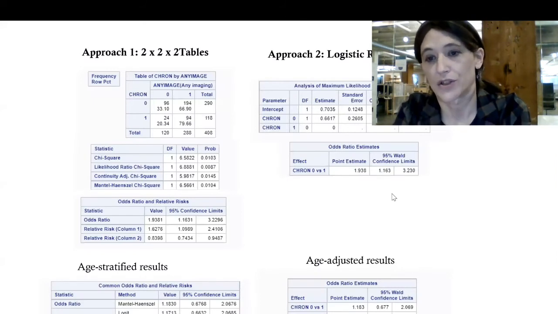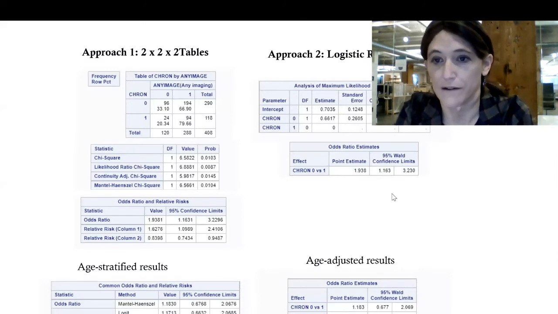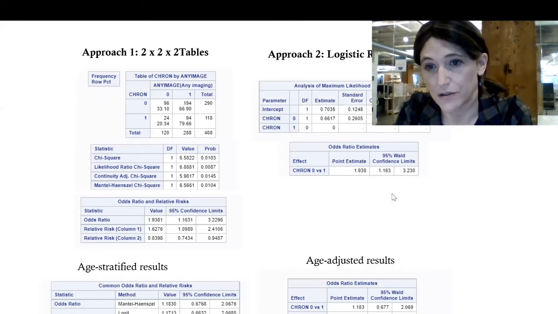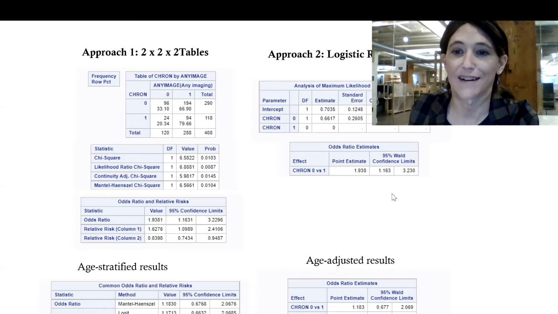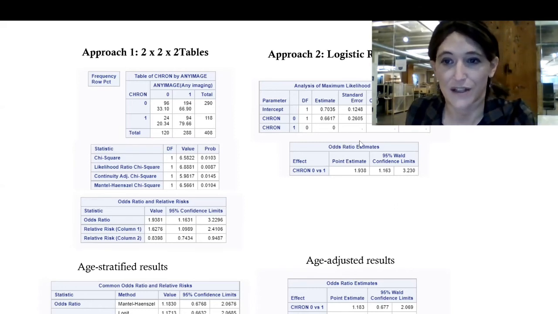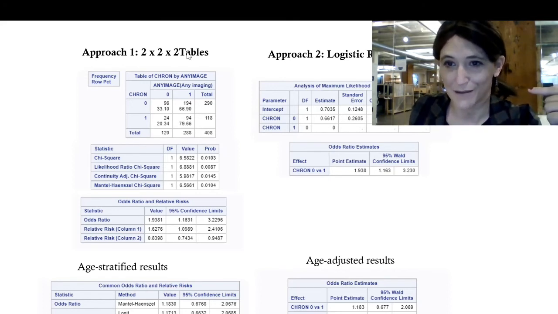So I just wanted to share a quick example of how similar Mantel-Haenszel adjustment would be to logistic regression if we were simply using categorical variables. And forgive me if the details on the screen are not terribly clear. I'm going to highlight them for you. So I'm basically doing the same thing using 2 by 2 by 2 tables and logistic regression. And my outcome is imaging. This is my little pet project.